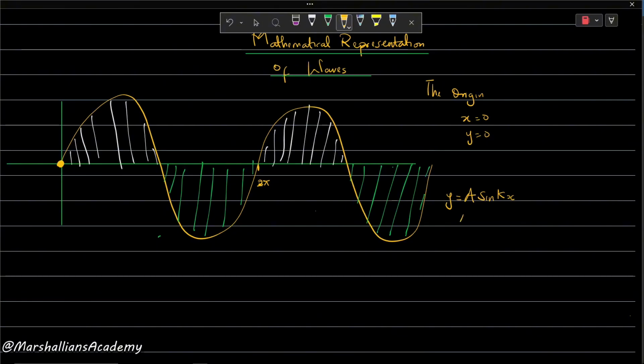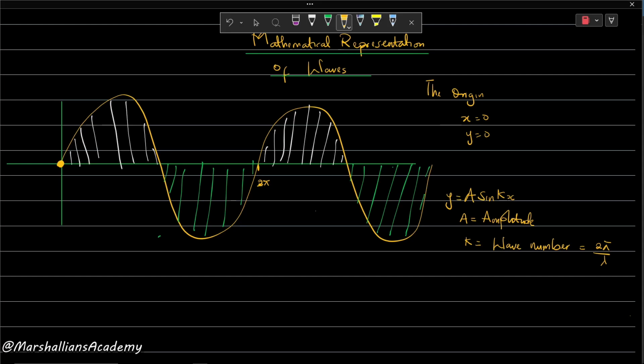and A here represents amplitude, k represents wave number. And what does wave number mean? It means how many wavelengths can be completed in one cycle of revolution. One cycle of revolution is 360 degrees or 2 pi radian. So how many wavelengths can we see in one cycle of revolution? Therefore, we could say k equals 2 pi radian over wavelength. It's trying to tell us how many wavelengths we have in 2 pi radian.